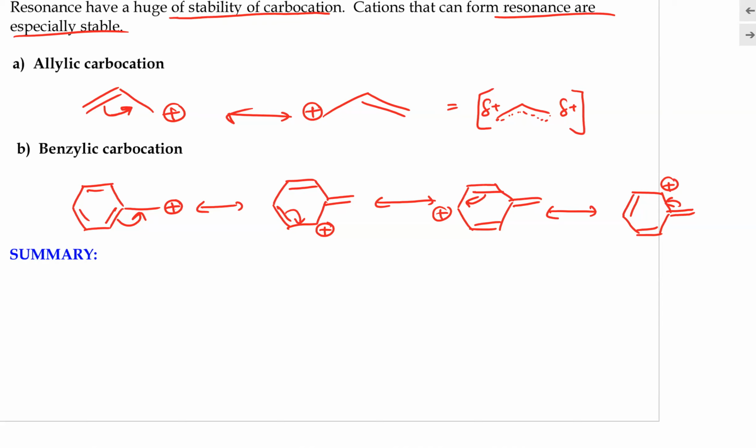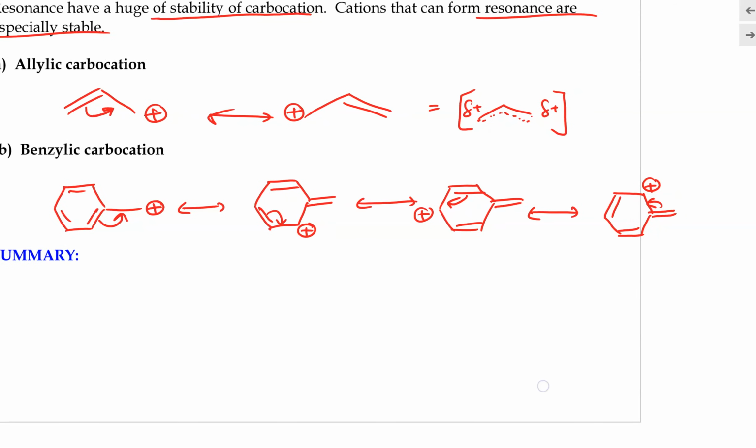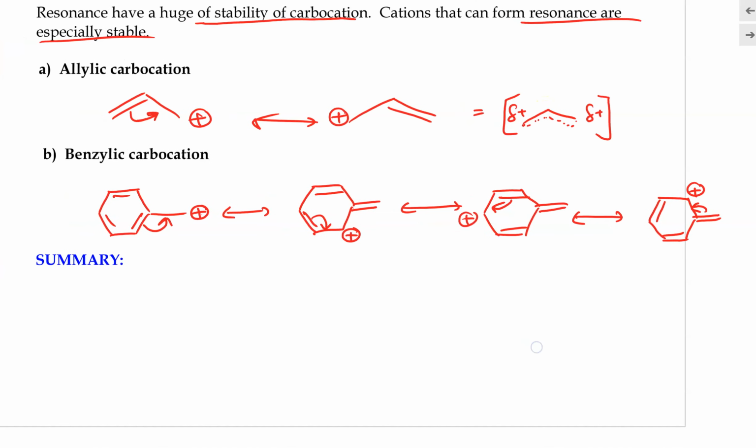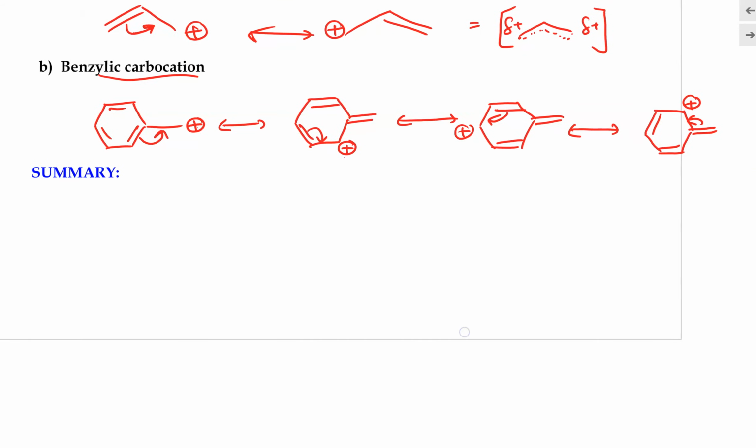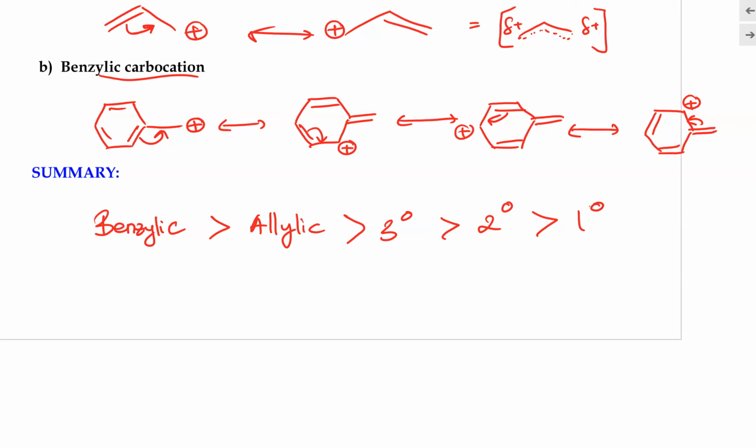So we can see there are up to 4 resonance structures in the case of a benzylic carbocation, versus in the allylic we can produce 2 resonance structures. Therefore the benzylic carbocation tends to be more stable because it is able to produce more resonance structures. So in summary, in terms of stability, the benzylic carbocation will be much more stable than the allylic, which is then more stable than the tertiary, then secondary and primary carbocations.